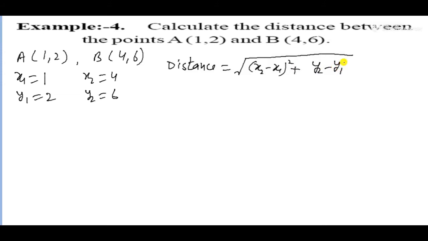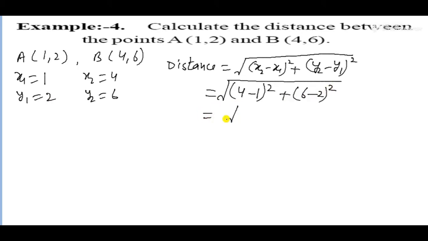Now use the distance formula. So distance is equal to the square root of (x2 minus x1) whole square plus (y2 minus y1) whole square. So you can write here x2 is 4, so 4 minus x1, that is 1 here.